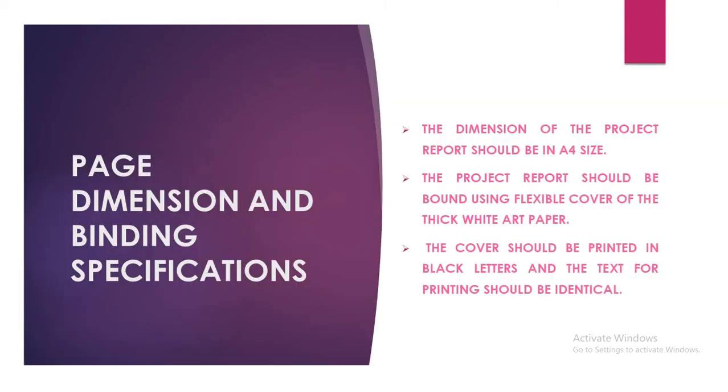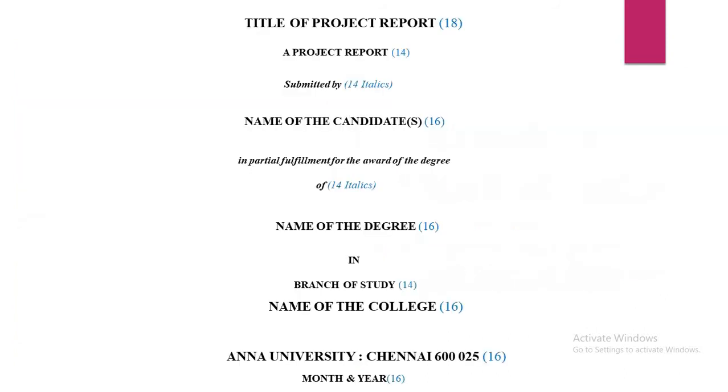So page dimension and binding specification for your UG report. The dimension of the project report should be in A4 size. Only A4 size is allowed to write the project report. The project report should be bound using flexible cover of the thick white art paper. The cover should be printed in black letters and the text for printing should be identical.